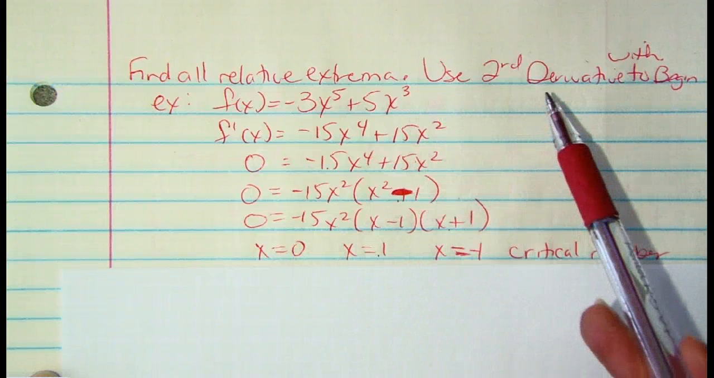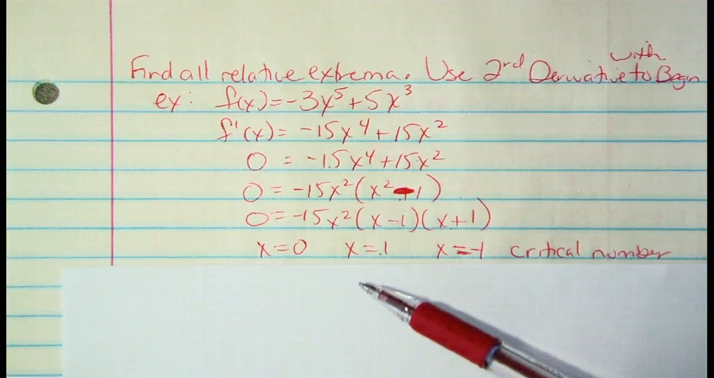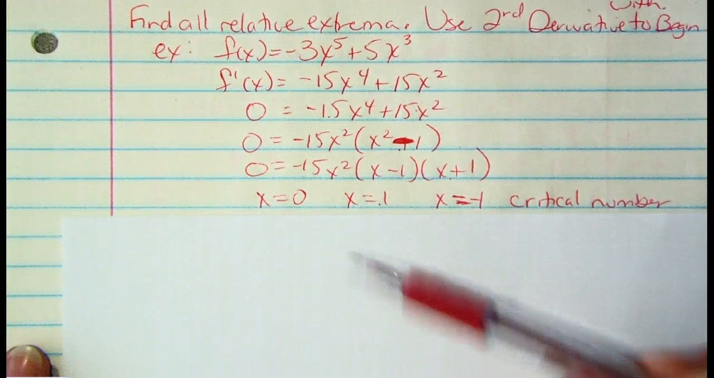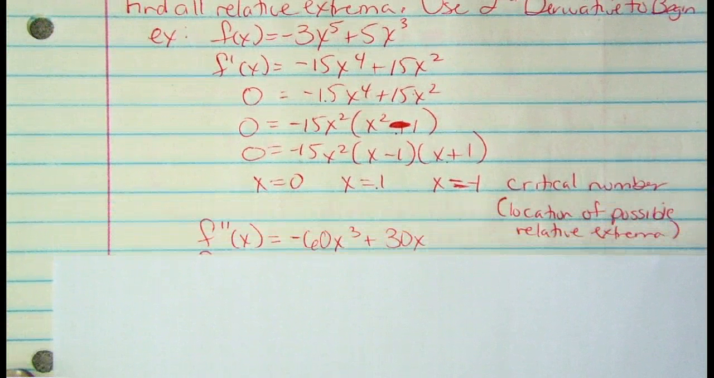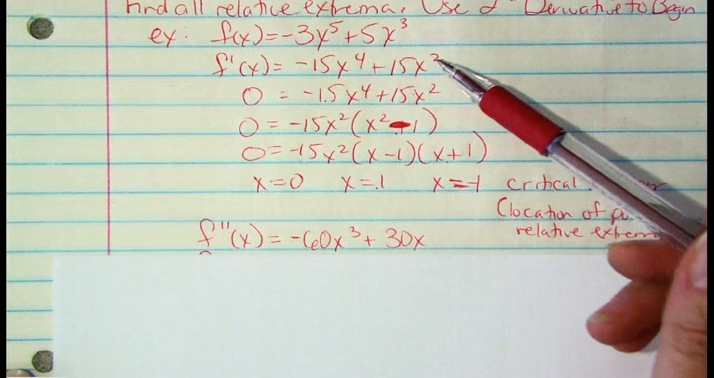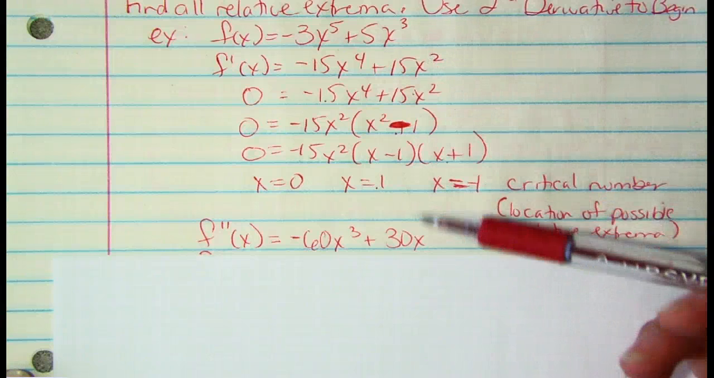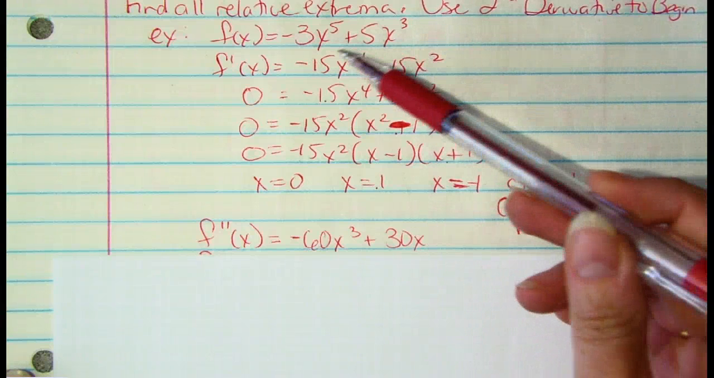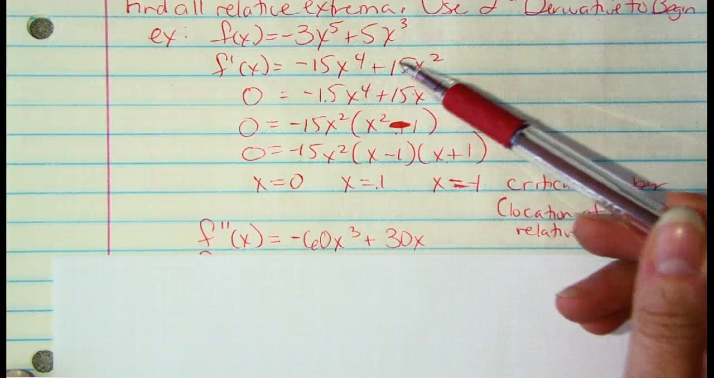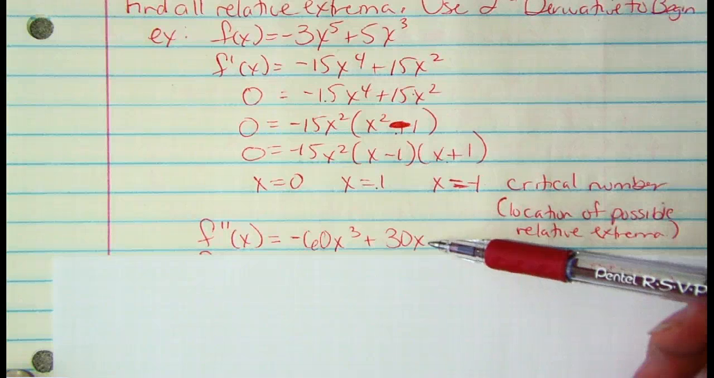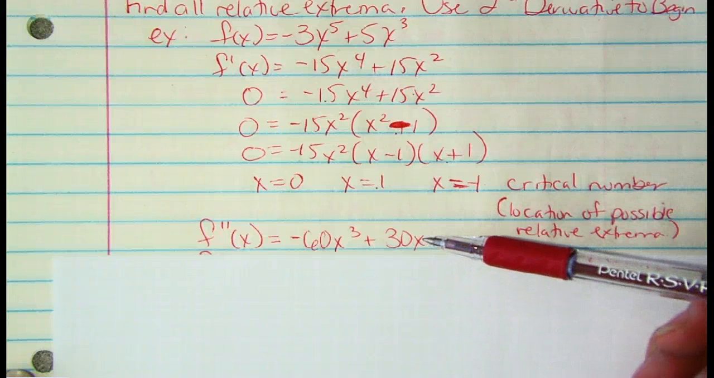Well, if I use the second derivative test, it's a little bit quicker for me to find out if I do have a relative min or max. So what I have to do, because it's the second derivative test, is I have to go and take the second derivative. So I'm going to bring down that 4, that's negative 60, x to the third power. Bring down that 2, that's 30 times x to the first power. I have taken my second derivative.